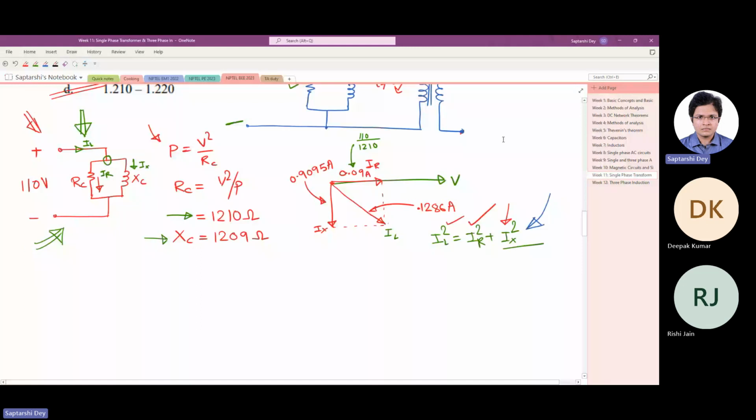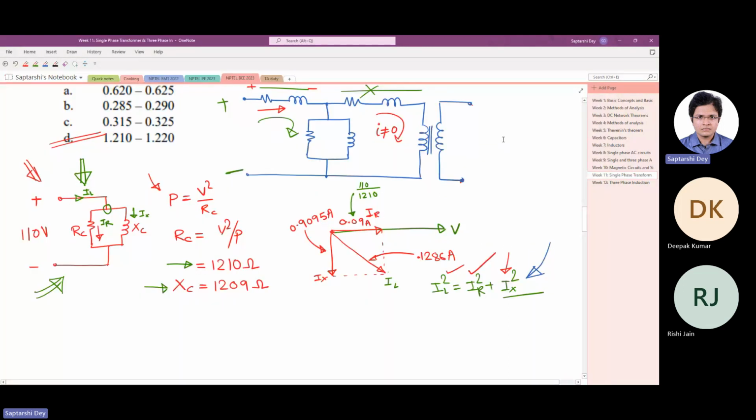Okay. Now all these data that we got here in the open circuit, they are at the low voltage side. Okay. Low voltage side, sir.